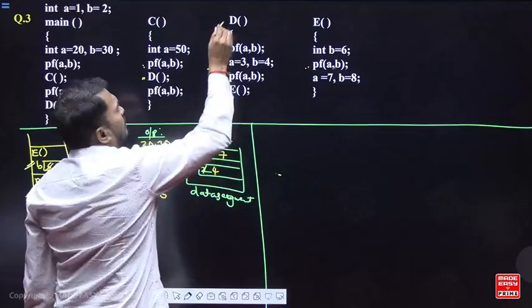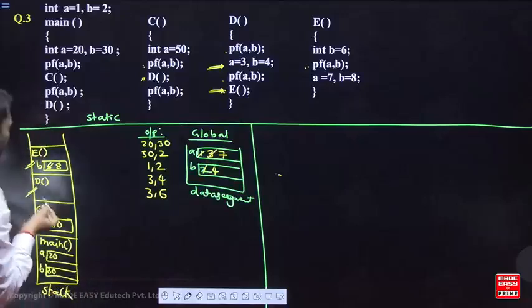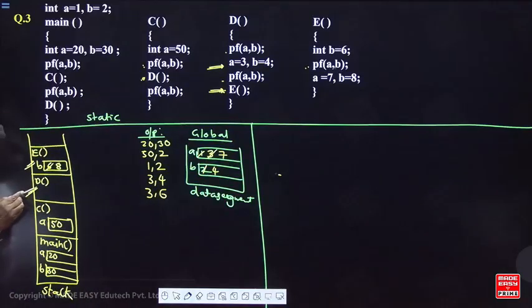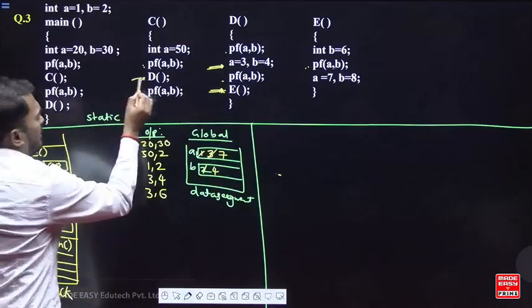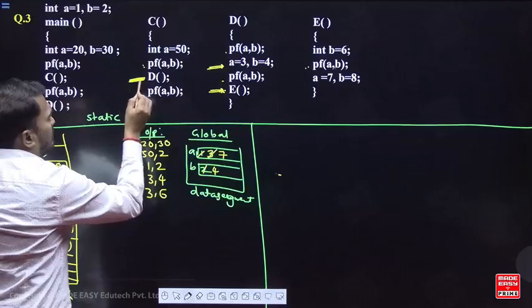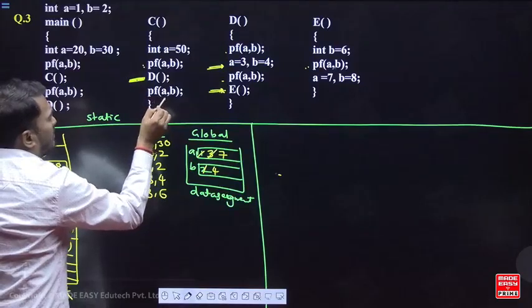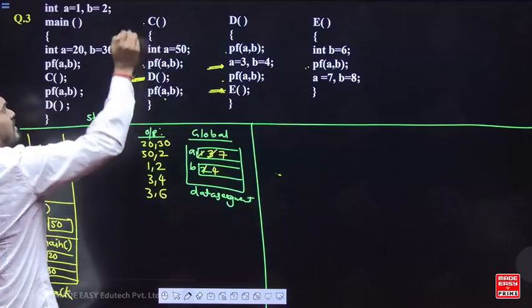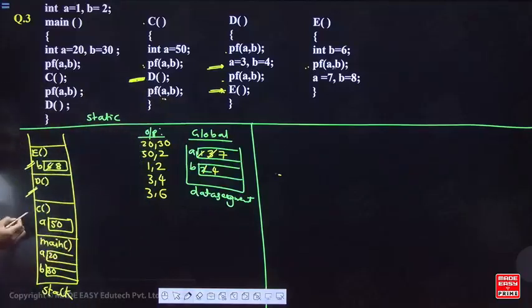Look, who called function d? Function c. You can see here who called function d: function c. So you went from here. And next you have printf a comma b. In the function c, you are printing a comma b. What is the a value?